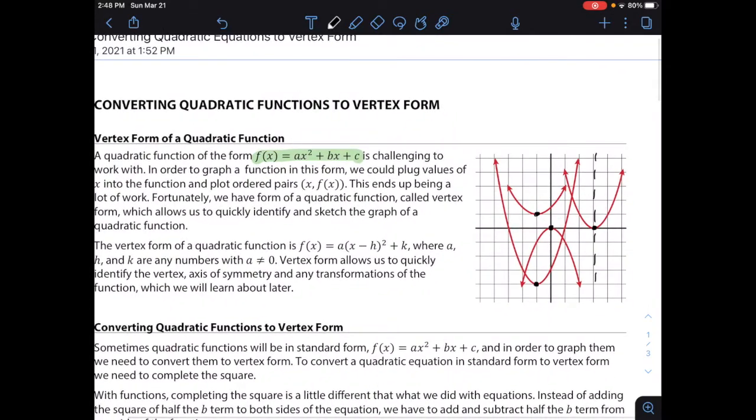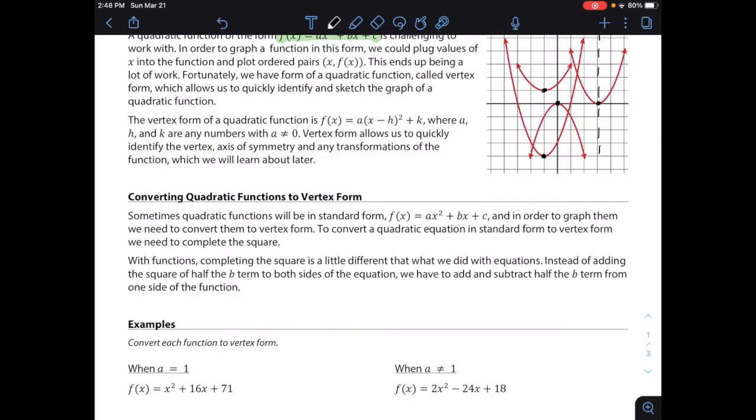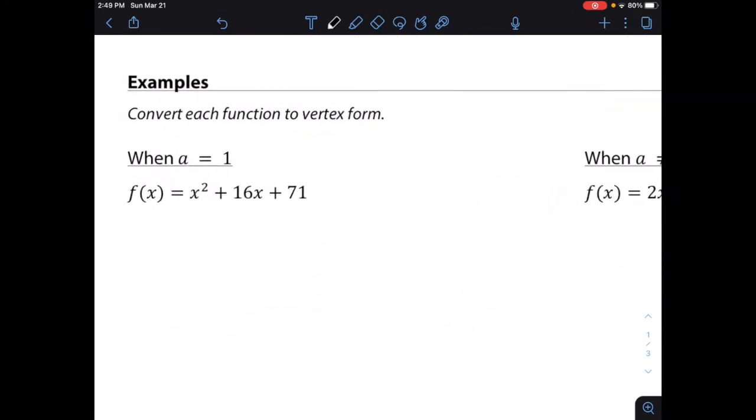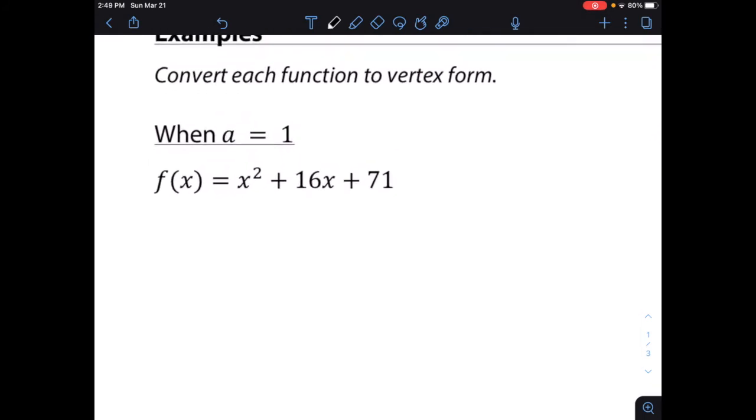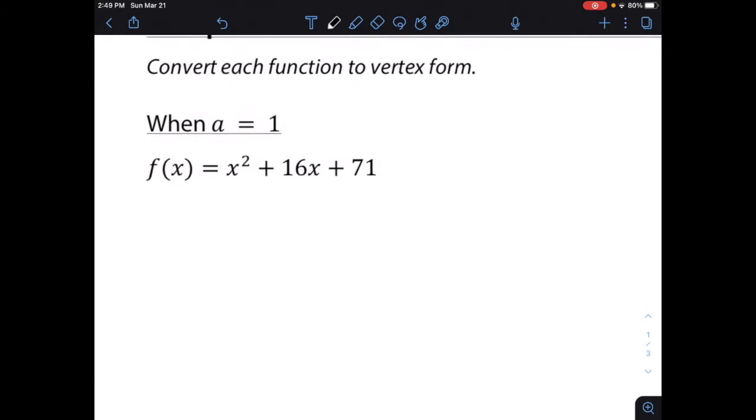Okay, so what we need to be able to do is convert from standard form to vertex form. And the way we're going to do it is similar to when we solved using completing the square. But instead of doing something on both sides of an equation, with a function we can't really do that. So we have to do something on the same side, but something that won't change the equation. All right. It's going to change the look, but it's not going to change the value of the equation. So here we go. Let's see if we can do this. So we're going to convert these to vertex form.